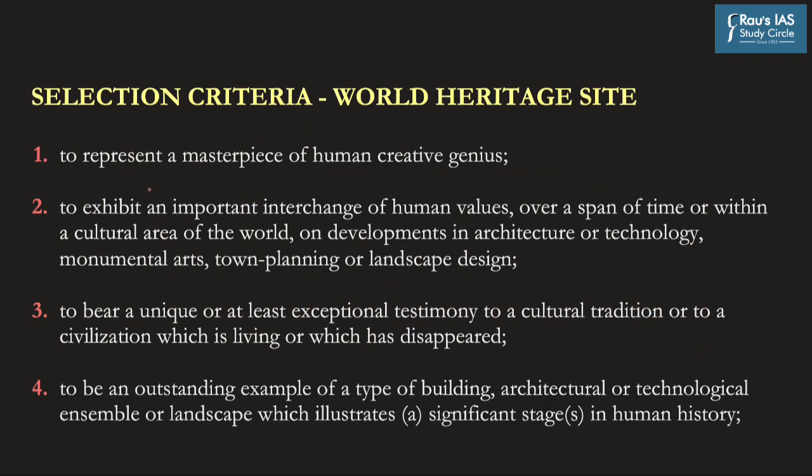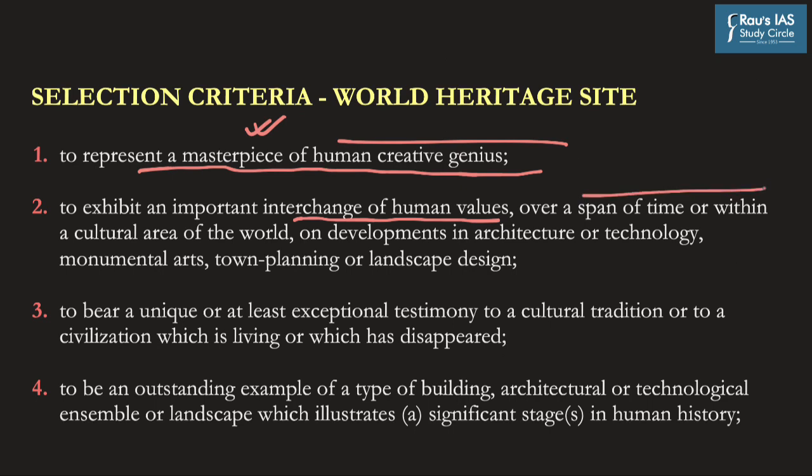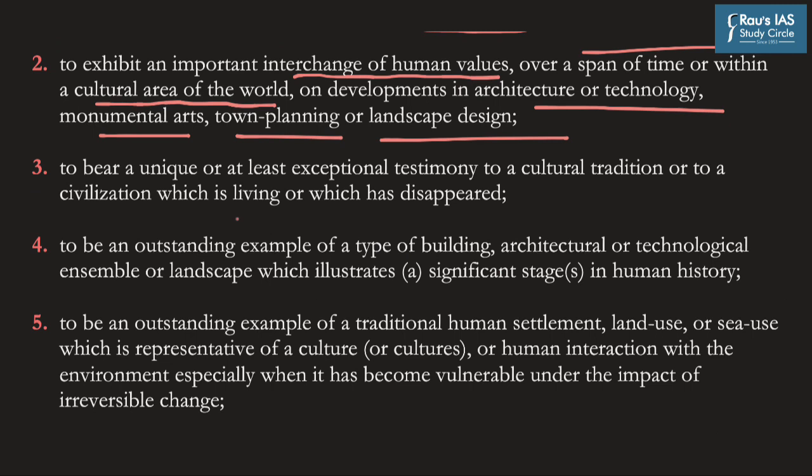Now, the first criteria highlights about to represent a masterpiece of human creative genius. So, the site must represent a masterpiece of human creative genius. Further, the site must exhibit an important interchange of human values over a span of time or within a cultural area of the world on developments in architecture or technology, monumental arts, town planning, or landscape design. The third point is that the site must bear a unique or at least exceptional testimony to a cultural tradition or to a civilization which is living or which has disappeared.